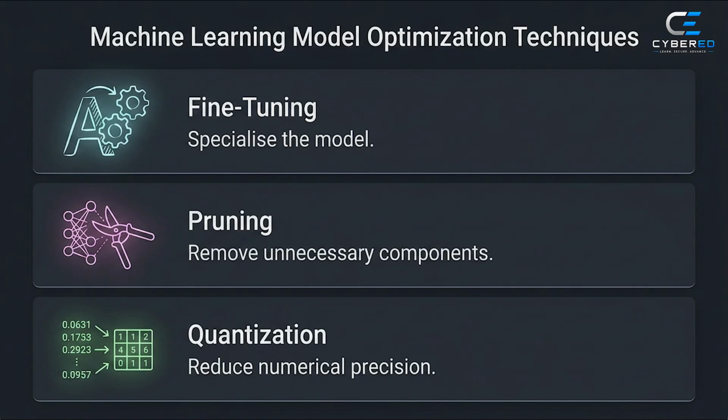Remember what each optimization technique is trying to achieve. Fine-tuning specializes an existing model. Pruning removes unnecessary parts to reduce complexity. Quantization reduces the precision of numbers inside the model to improve speed and reduce resource requirements.